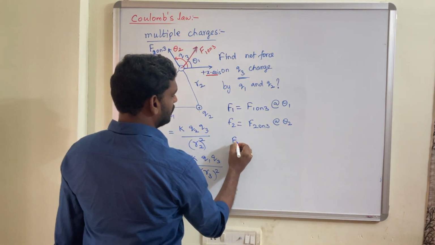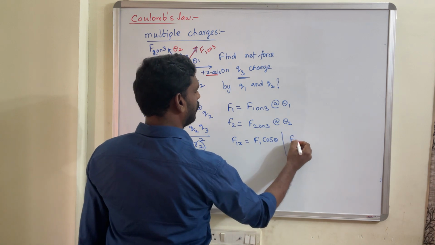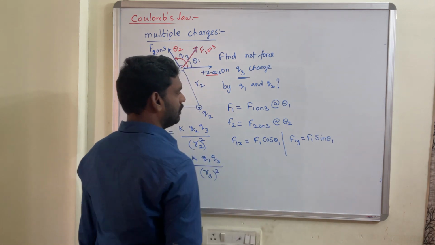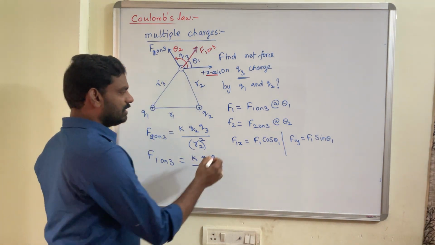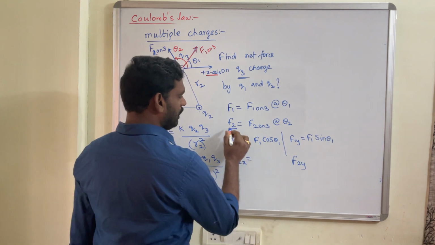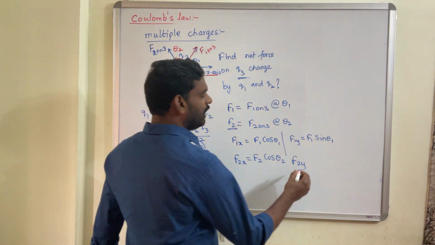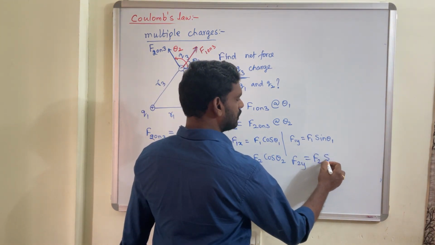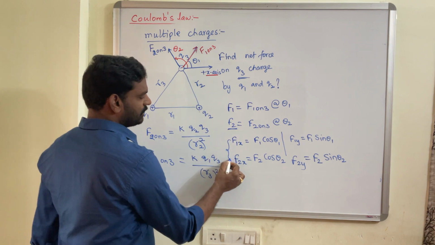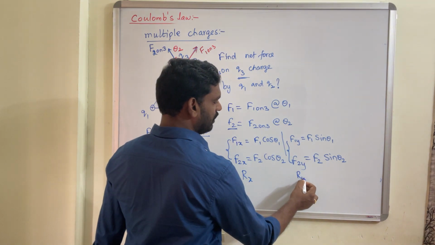So F1x is nothing but F1 cos theta 1. Clear? And F1y is nothing but F1 sin theta 1, because we took theta 1 for F1. Similarly, force F2 can also be resolved into X component and Y component. F2x is F2 cos theta 2, and F2y is nothing but F2 sin theta 2. Right? Now, if you add the x components, you will get the resultant force Rx. If you add the y components, you will get the resultant force Ry.